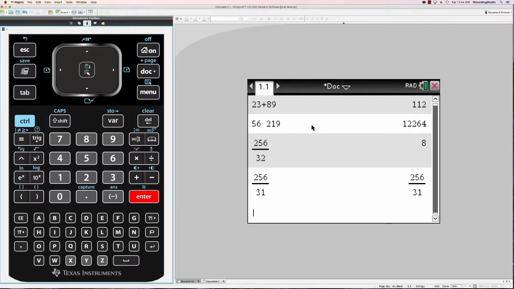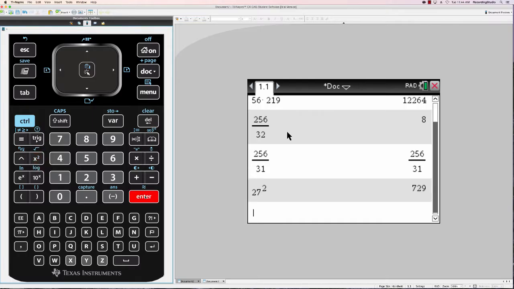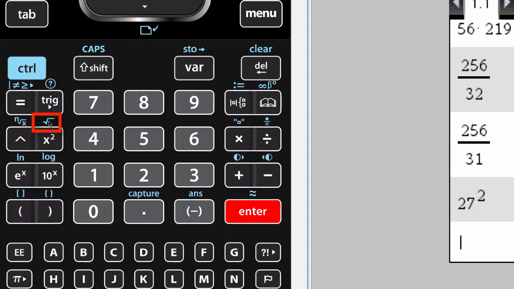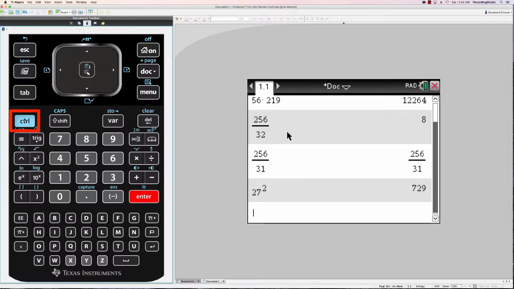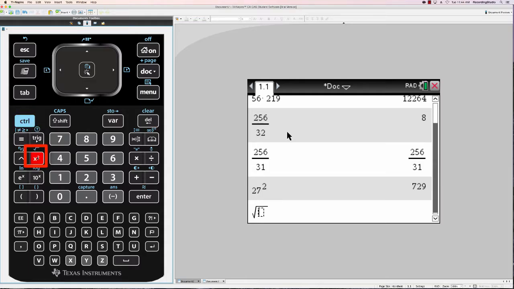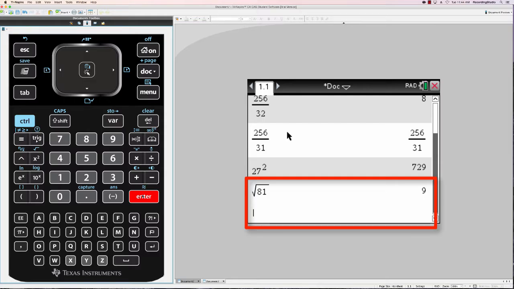Let's attempt a couple other things. How about we square the number 27? On the left side of the screen, you will find the x squared key, and press enter. All right. How about if we wanted to find the square root of 81? Notice that the square root key is in blue, so we access the square root key by using the control key. Control square root, and press enter, and it gives us the exact answer. How about the square root of 56?